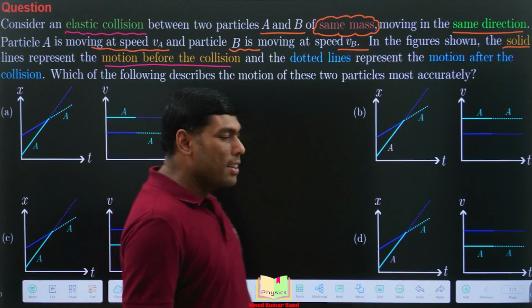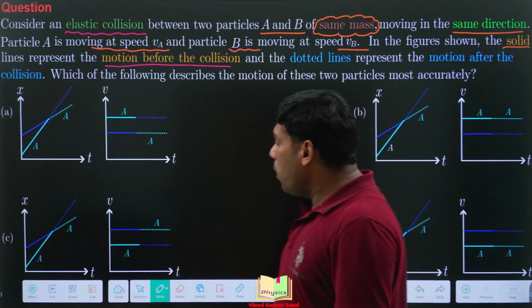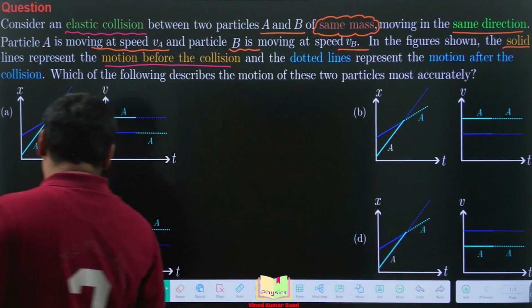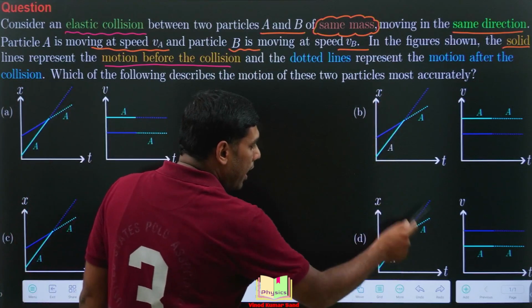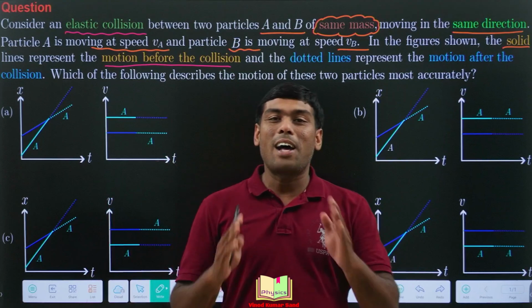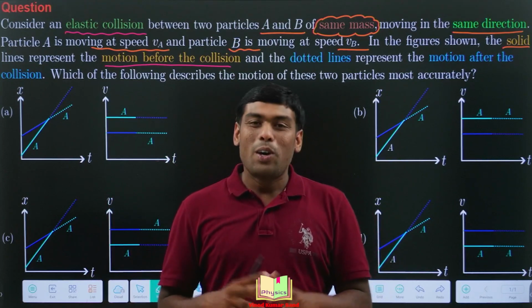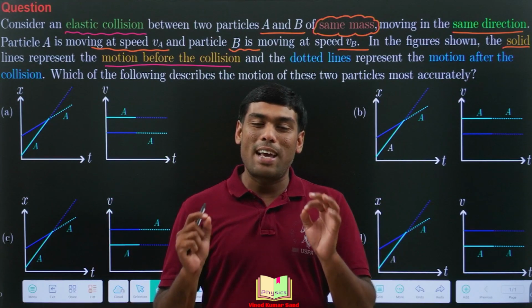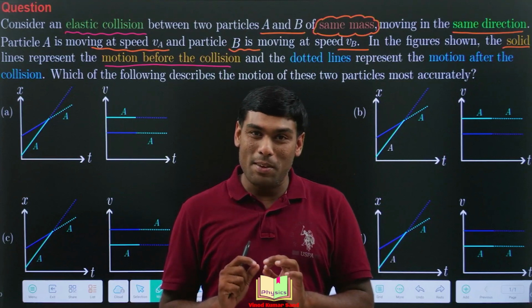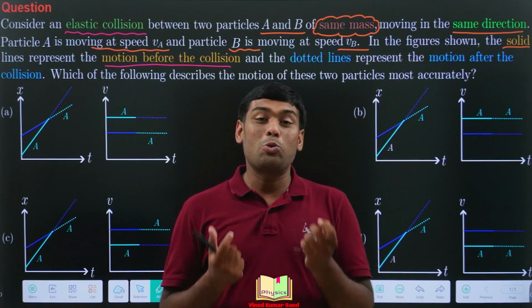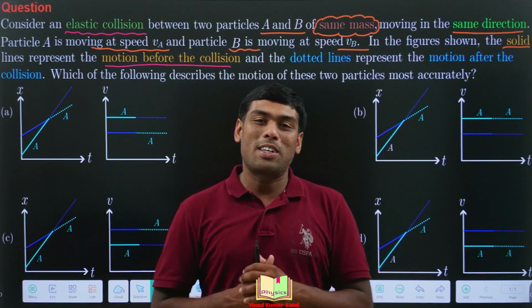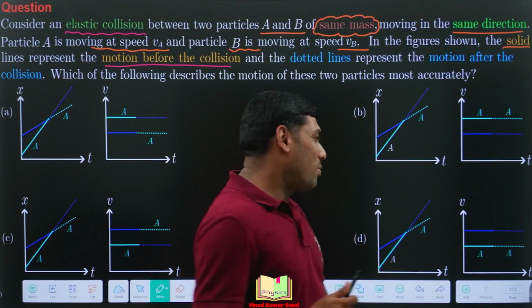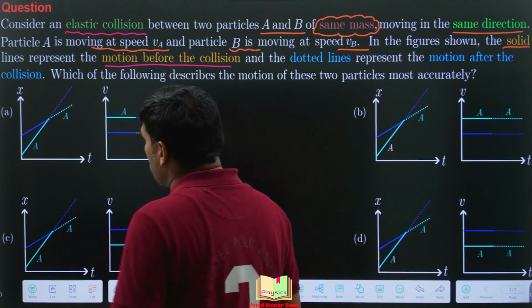So let us start the computation. If we look at all the xt graphs, here, here, here and here, they are basically same. All position versus time graphs are same. It means to choose the correct option, you have to carefully check the velocity versus time graph.